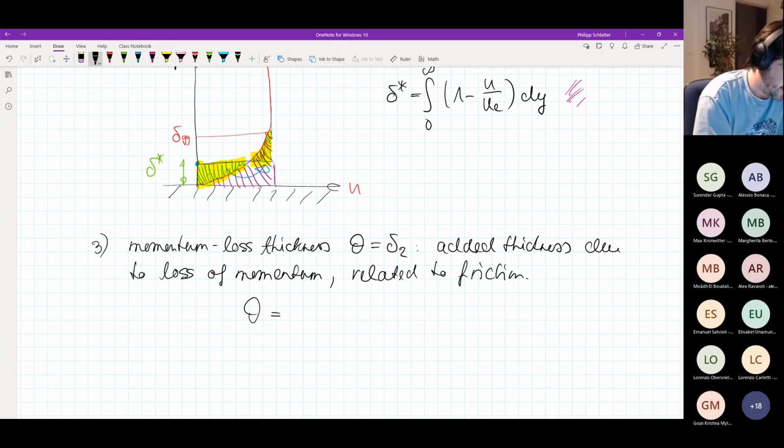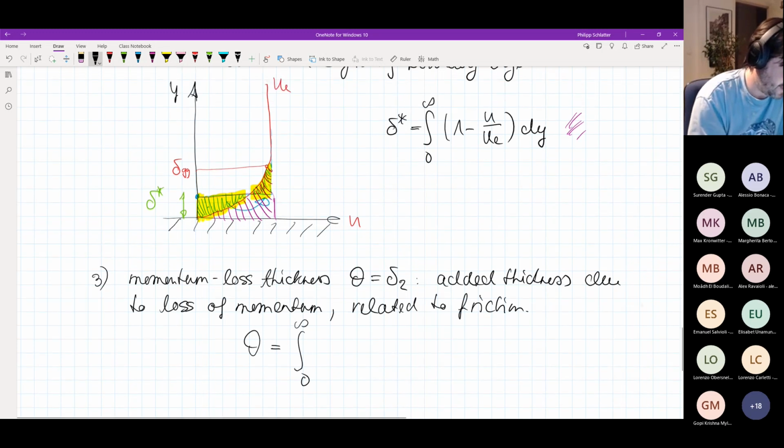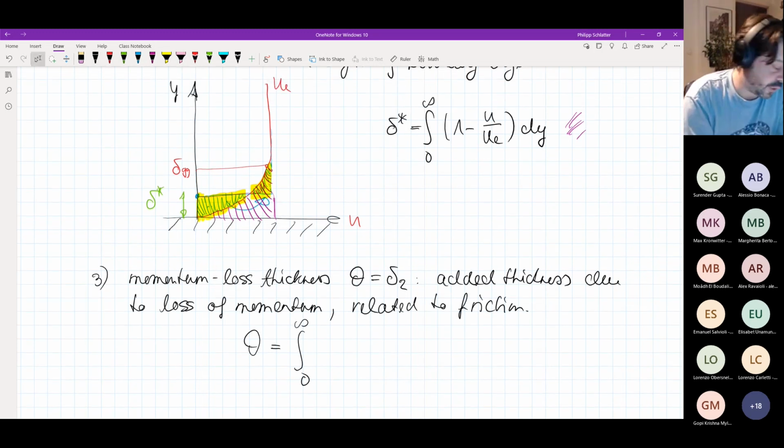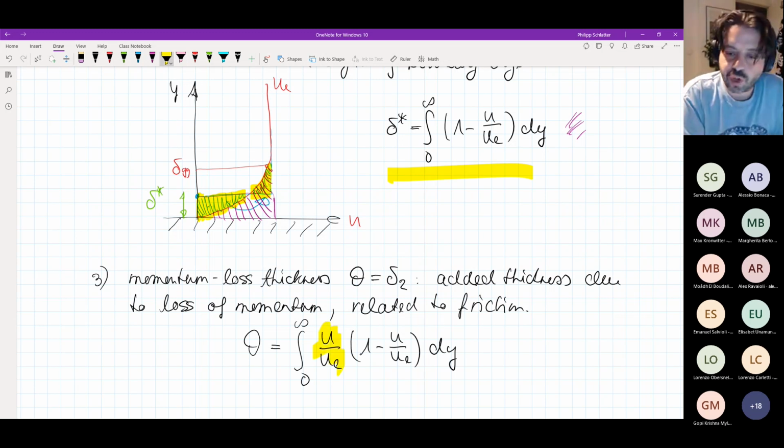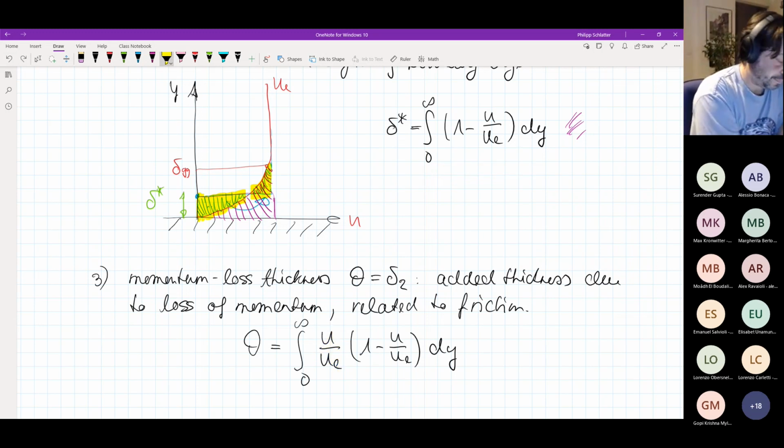I'm just saying that the definition of theta, again motivated by what we have seen for delta star, is the following. It's just U divided by UE times 1 minus U divided by UE, integrated in Y. So it's essentially the same definition as we had for delta star, just that we added this one more factor of U divided by UE. And of course, that shows you that there's something about the momentum because we're adding one more velocity component in there.